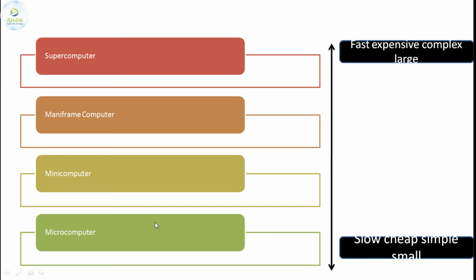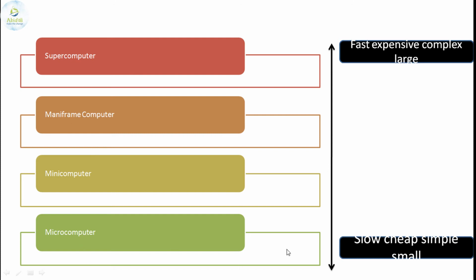Let us move to the first one and see how it is going to affect. Before that, let us take a quick review of computers based on size and capacity. The smaller the computer, the speed will be decreased. The larger the computer, the more expensive or complex tasks it will perform, and it will be very expensive in terms of purchase.